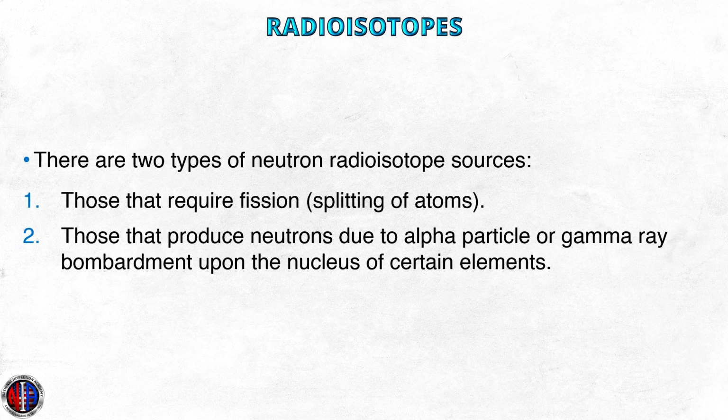Since atoms prefer their nucleus to be balanced, the number of neutrons is typically the same as the number of protons. The number of neutrons is important to balance the stability of the nuclei. As the ratio and balance of neutrons to protons increases, the nucleus becomes unstable and emits radiation in an attempt to become stable. This atom stability process is known as radioactive decay, and the element is called a radioisotope. There are two types of radioisotope sources: those that require fission, meaning the splitting of atoms, and those that produce neutrons due to alpha particle or gamma ray bombardment upon the nucleus of certain elements, like beryllium.